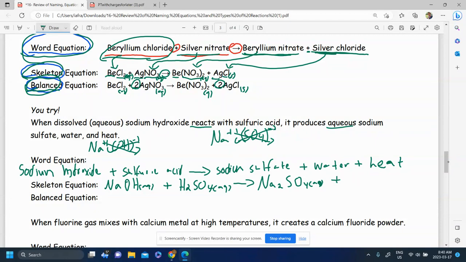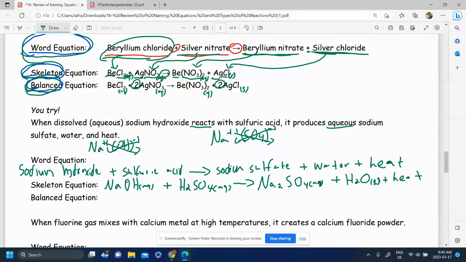And you know what water is, H2O. Generally, the water in these reactions is going to be liquid, unless I tell you otherwise. And then plus heat. So that there is our skeleton equation. We don't care if it's balanced at the moment. We just wrote the skeleton equation out. The next step is writing the balanced equation, so we can do that.